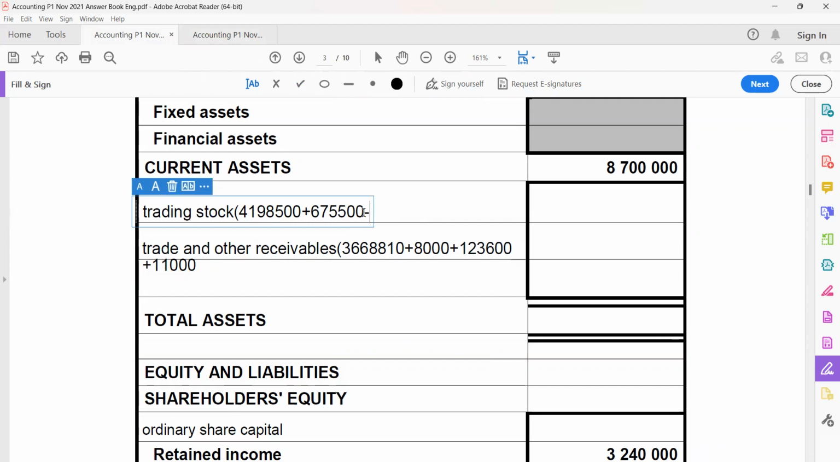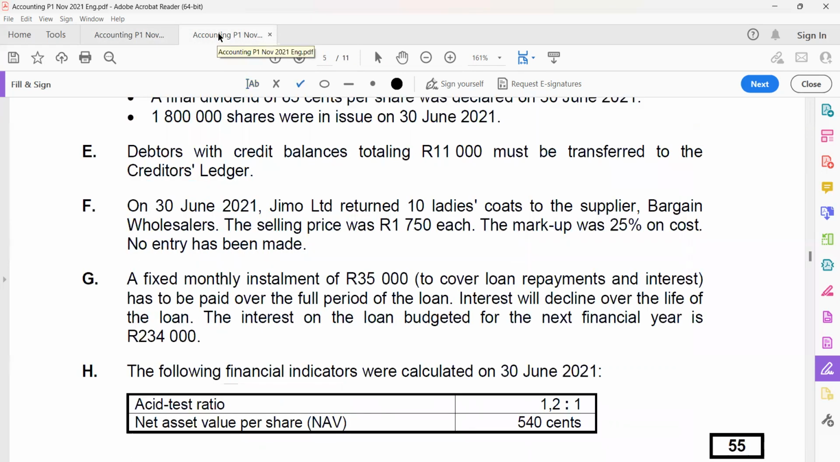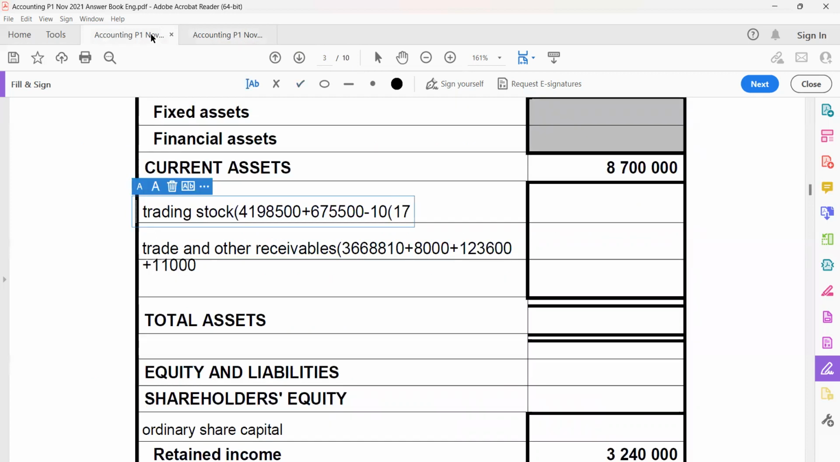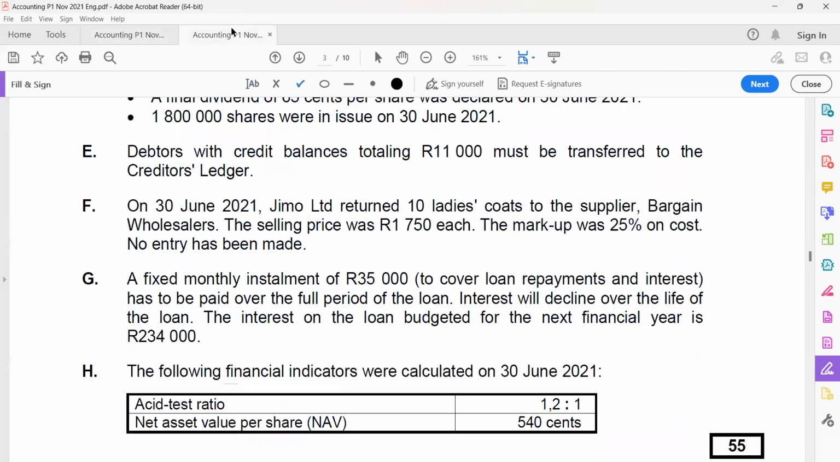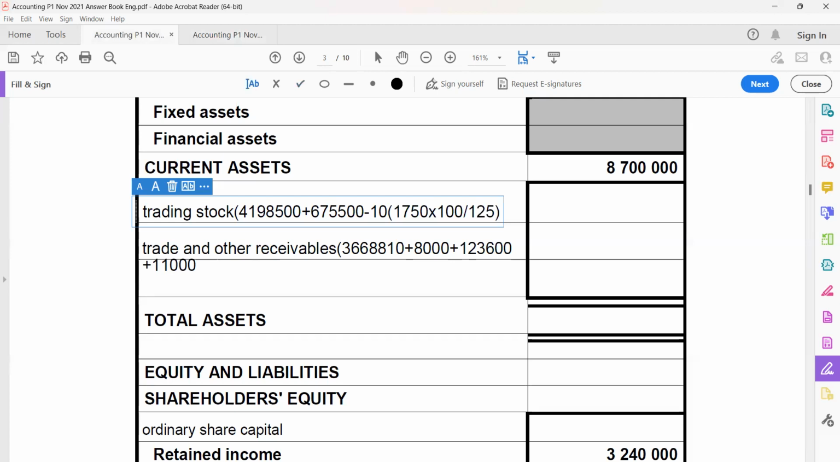So here you're going to minus 10 into 1,750, is a 25% markup on cost. That means selling price is 125% of cost. So you're going to say 10 times 1,750 times 100 over 125. Multiply by what you want, divide by what you have. That should give you, I think, 14,000. Then you sum that up because you're done with inventory now. 4,860,000.